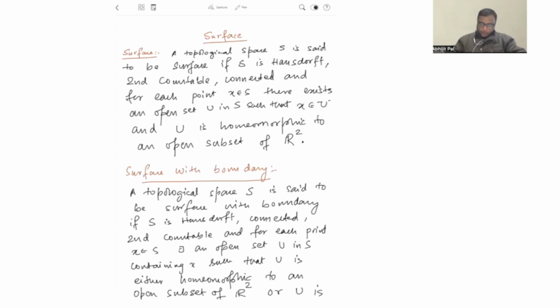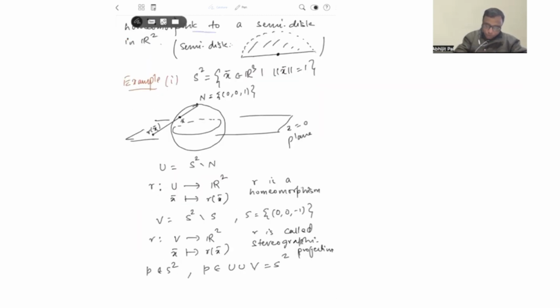And now, what do we mean by a surface with boundary? A topological space is said to be a surface with boundary if, again, that space is Hausdorff, connected, and second countable. And now for each point x of this set S, either there exists an open set U which is homeomorphic to an open subset of R2, or this U is homeomorphic to a semi-disk in R2.